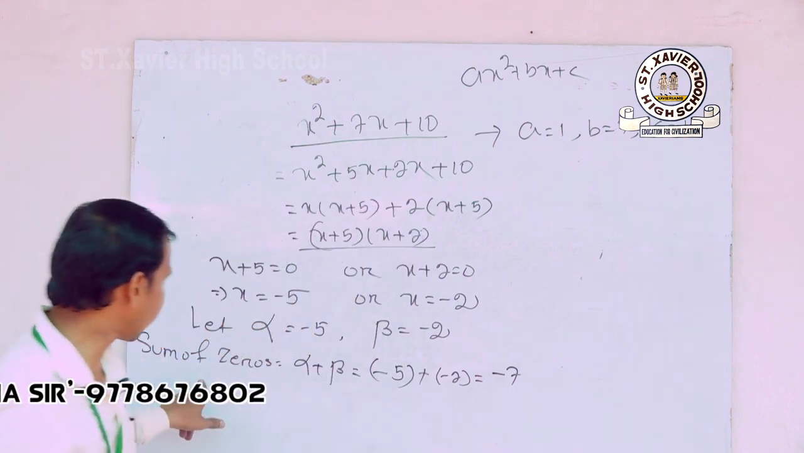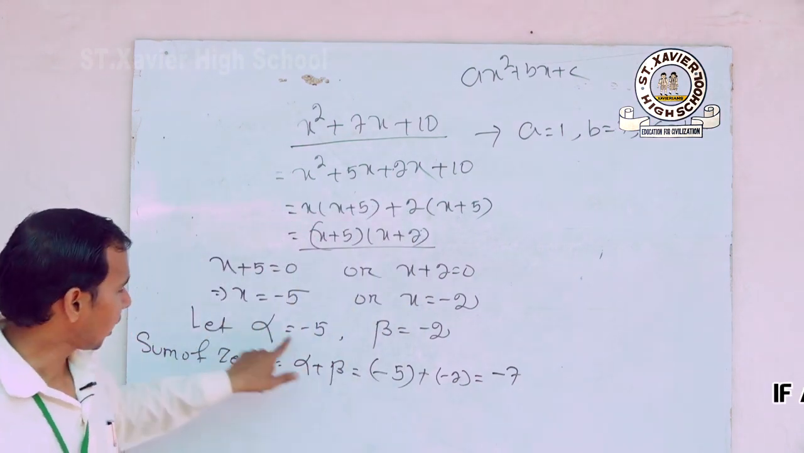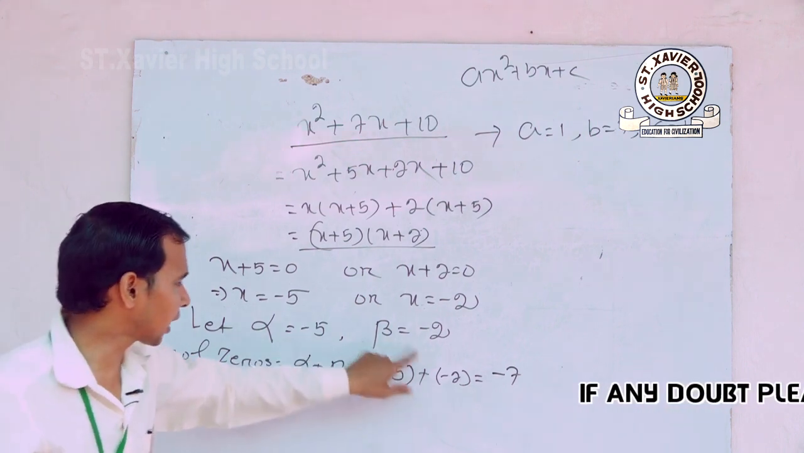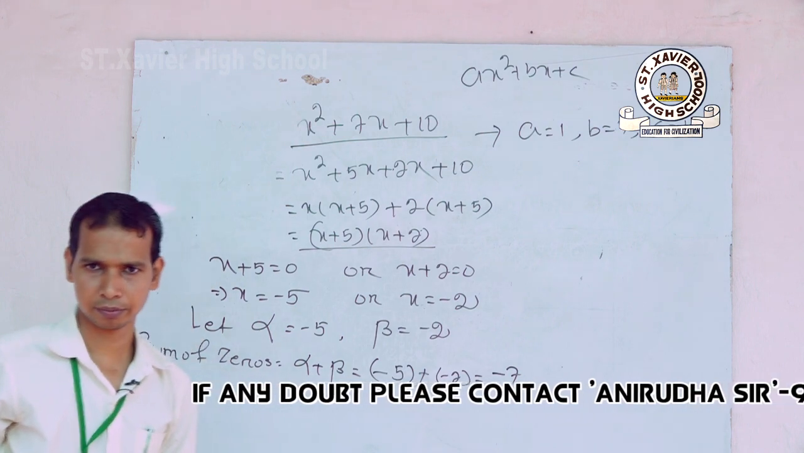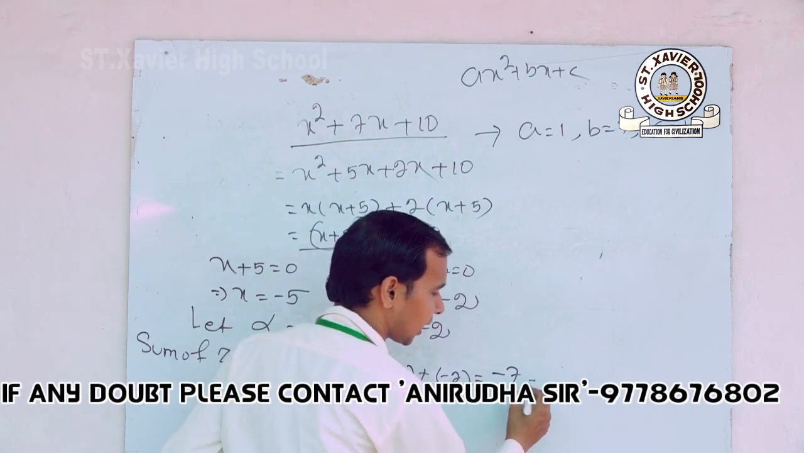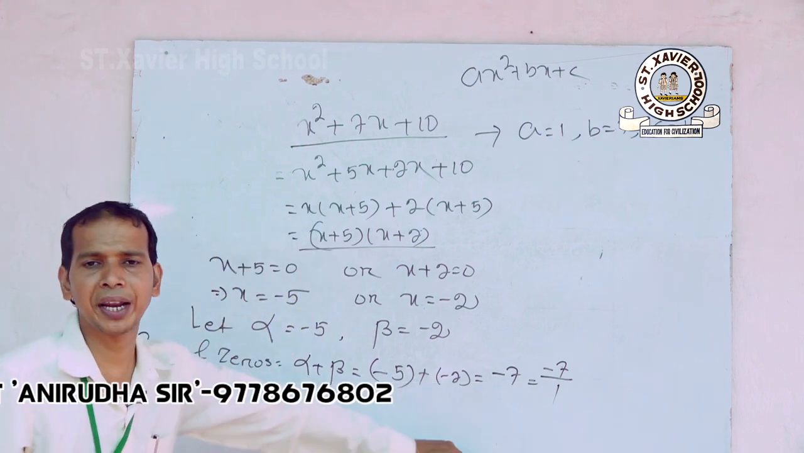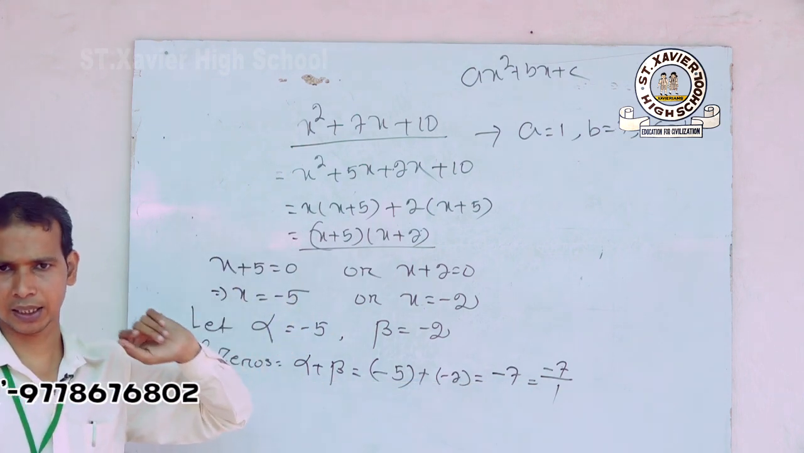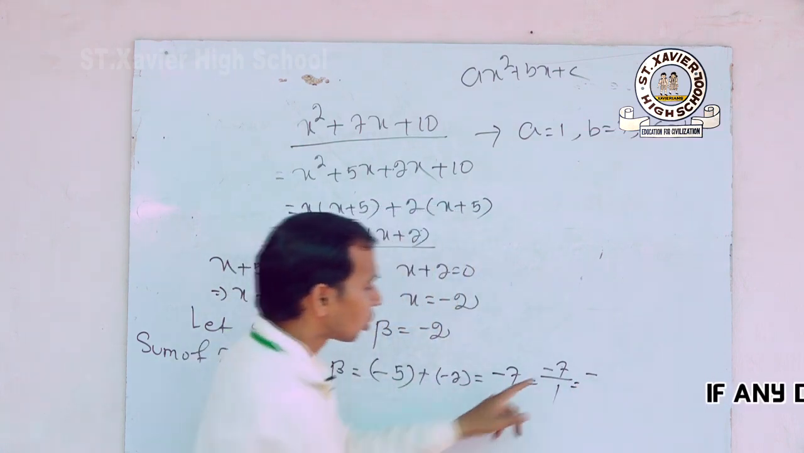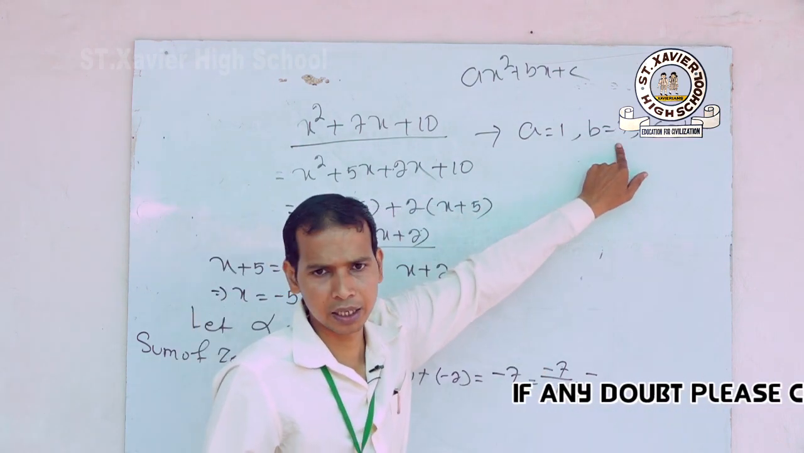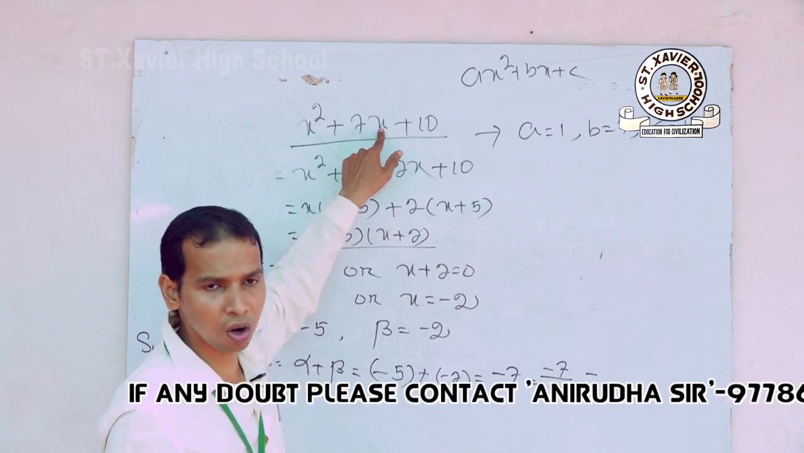Look, here you get the sum of zeros equal to alpha plus beta. The value of alpha is minus 5, the value of beta here is minus 2, minus 5 plus minus 2 you get minus 7. And this can be written as minus 7 by 1. To bring the structure, we just write this. Okay, minus 7. So you write minus 7, look, what is 7? That 7 is the b. And b is the coefficient of x.